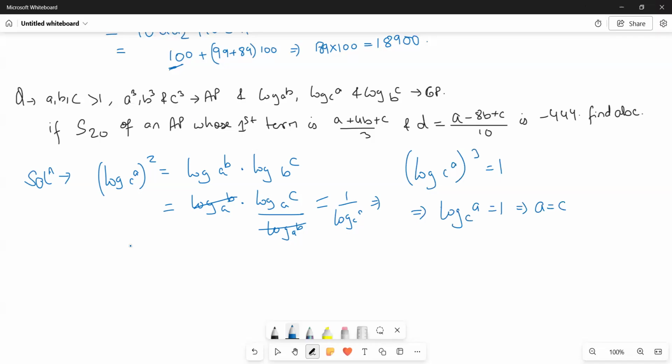And then if you look at the condition of AP, so AP wala condition we will have 2B cube is equal to A cube plus C cube, but A is equal to C, so this is like 2A cube, which would then again give us A is equal to B. So the 3 numbers A, B, C involved in the question are such that A is equal to B is equal to C. Only when A is equal to B is equal to C can the first two conditions be true. ठीक है ना?